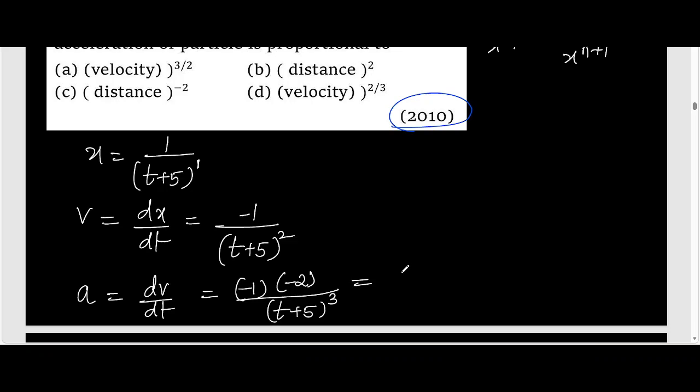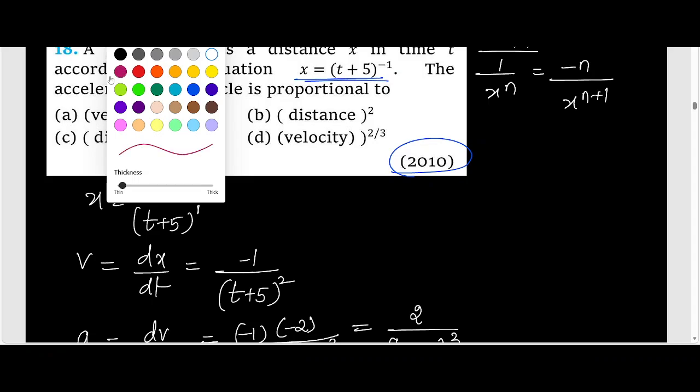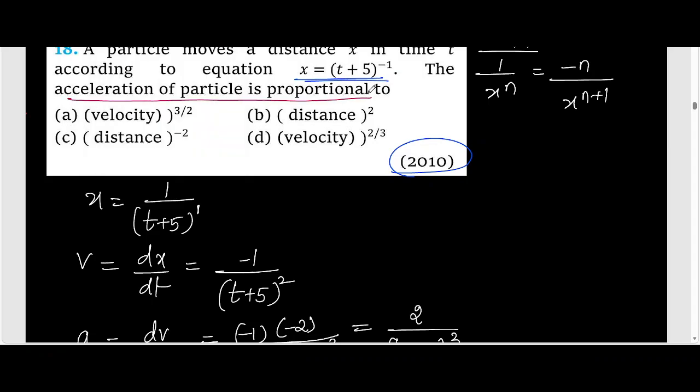So this is equal to 2 upon (t plus 5) whole, minus into minus plus, right? Now you have all the terms x, v and a. What is the question? Acceleration is proportional to... So acceleration is proportional to what? Let us go with each option. First verify option A, whether it is true or false.